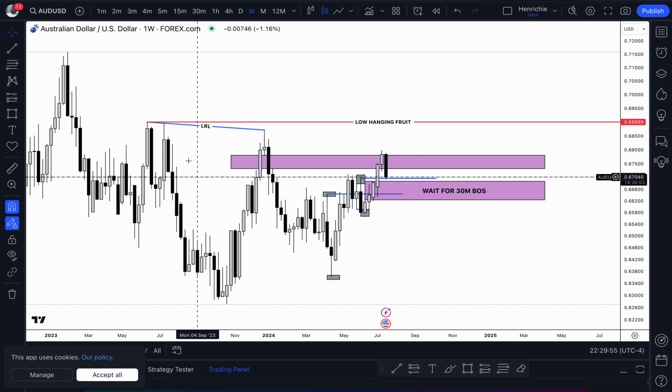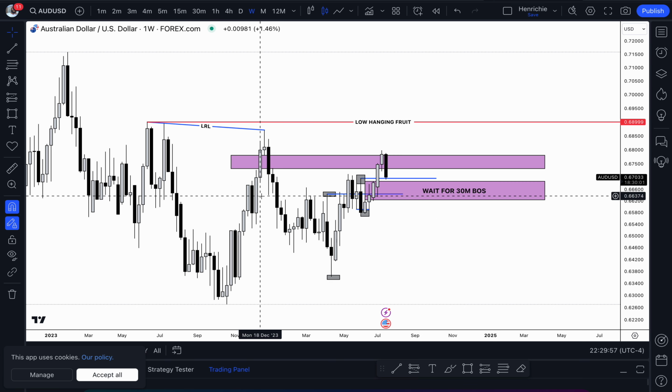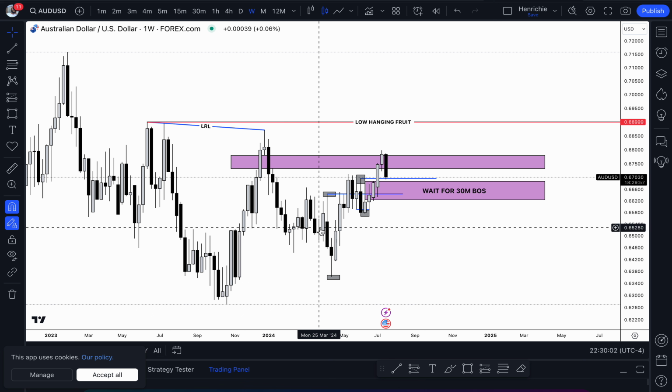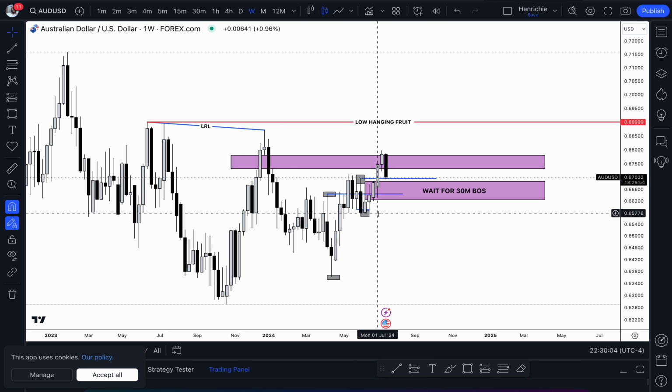Now, in this case, as you can see so far, we have a high, we have a low. So overall, we've not broken above the high. We didn't break below the low as well. So in my opinion, all I'm looking for is an opportunity to buy Aussie dollar.